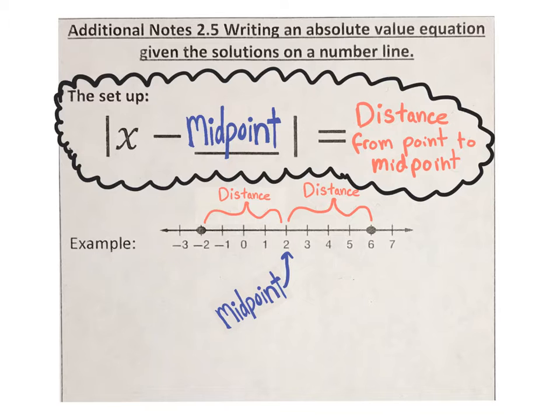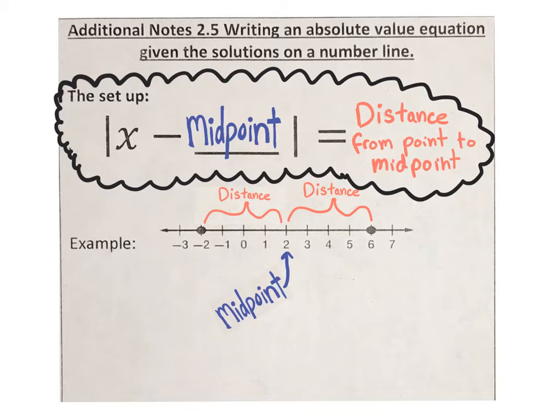There's the setup. Once again, right here, everybody write down midpoint. Okay, so we're going to have the absolute value of x minus midpoint. Okay, and then over here equals a certain number, and that number is going to be the distance from the point to the midpoint. Yes, we're going to have to memorize this, guys. I apologize. We are going to have to memorize this.